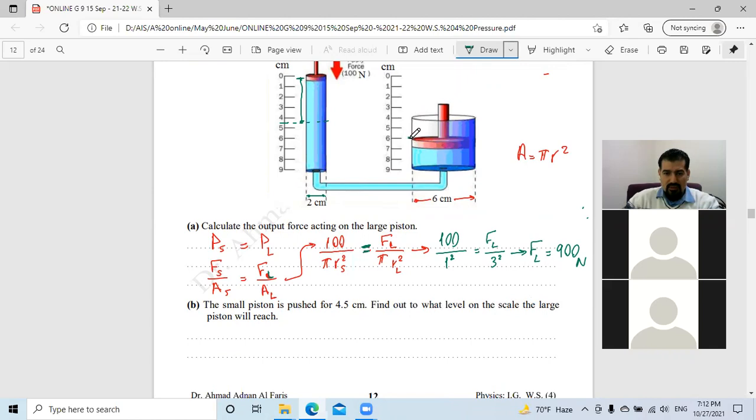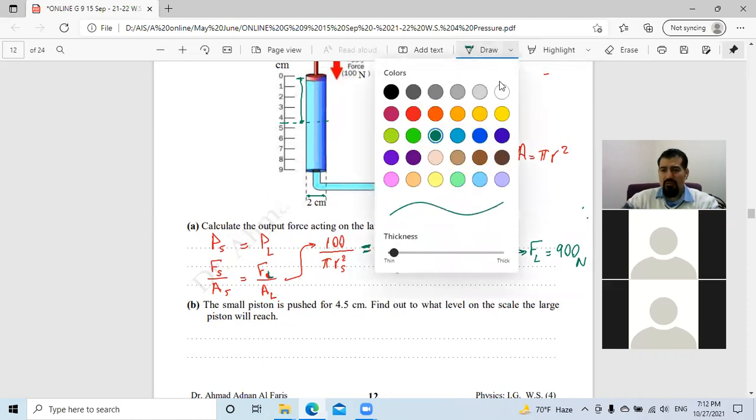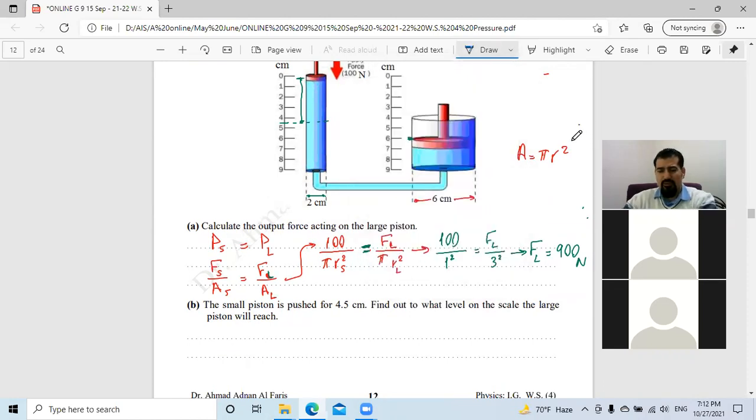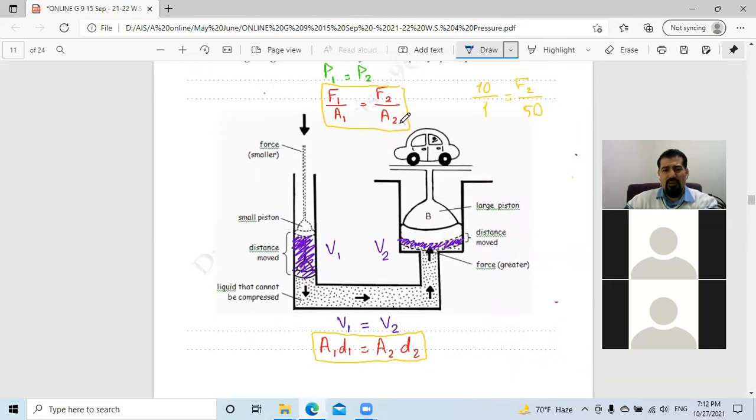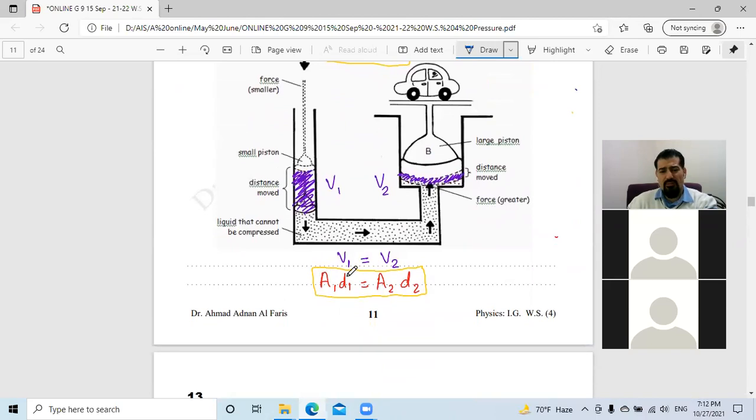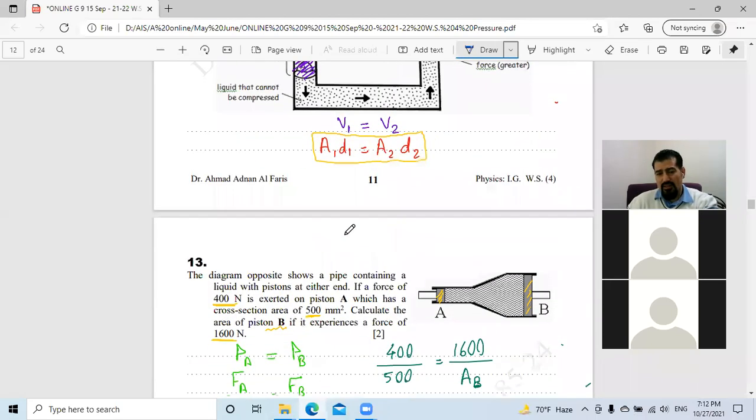Now this one, it's on 6. It will go up to how much? We don't know. So what will be the formula? What are we going to do? I told you we have only two formulas in this lesson. F1 over A1 equals F2 over A2, and area multiplied by the distance or the height.